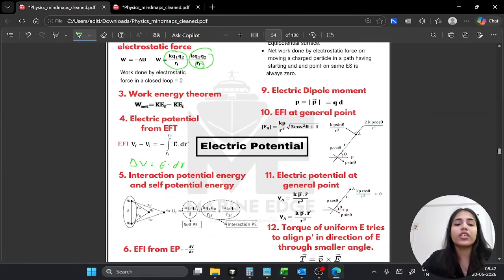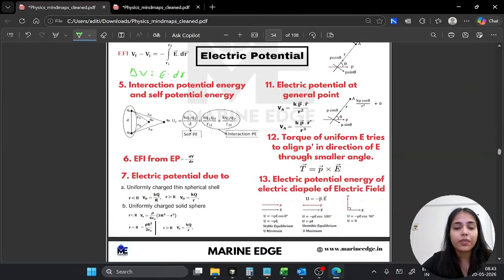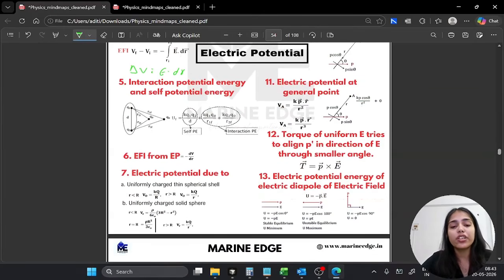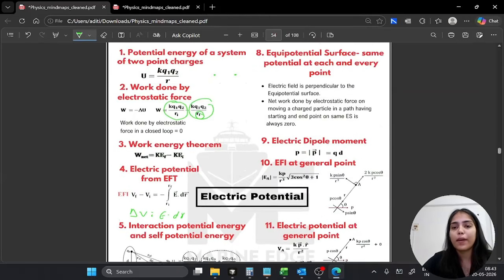Interactional potential energy and self potential energy. Now, self potential energy is whatever potential energy the object has because of itself. And when an external charge is brought inside the same range, whatever potential it gains because of that is the interactional potential energy. Okay. Next, electric potential due to a uniformly charged spherical shell and solid sphere. These are just formulas.